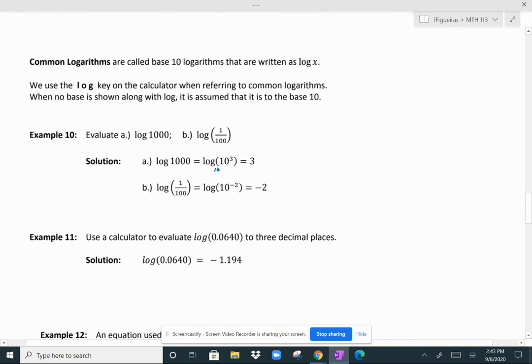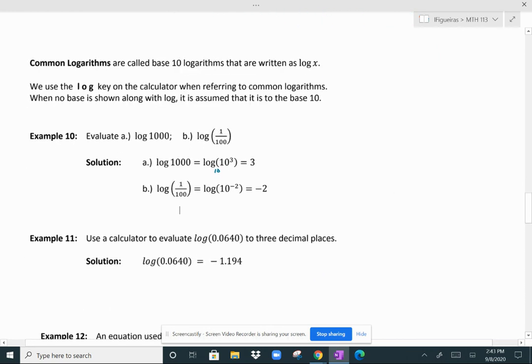Okay. So here's an example of that. We're going to use a calculator to evaluate the log of 0.0640. So this is, again, a number that I would not be able to write with a base of 10, so I can't do that in my head. And you're told to round to the thousandths place or 3 decimal places. So plugging this into a calculator, you would get negative 1.194. You should make sure that you get the same answer and that you're familiar with how your calculator works.